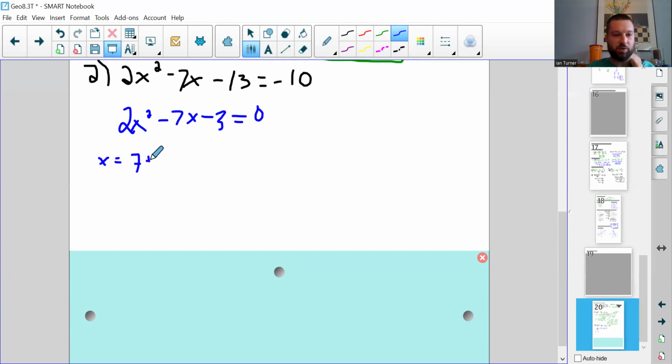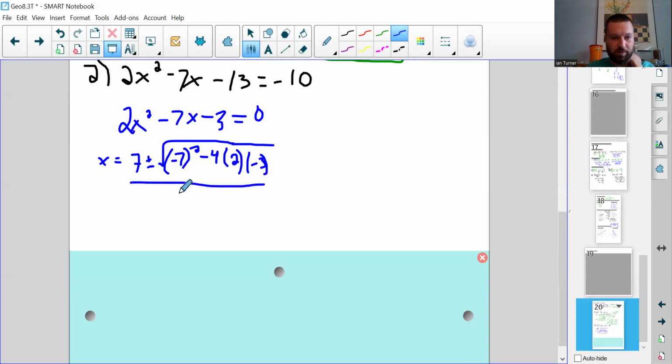So we get 7 plus or minus square root of -7 squared, sorry, minus 4 times 2 times -3, all over, once again, 2 times 2 on the bottom.